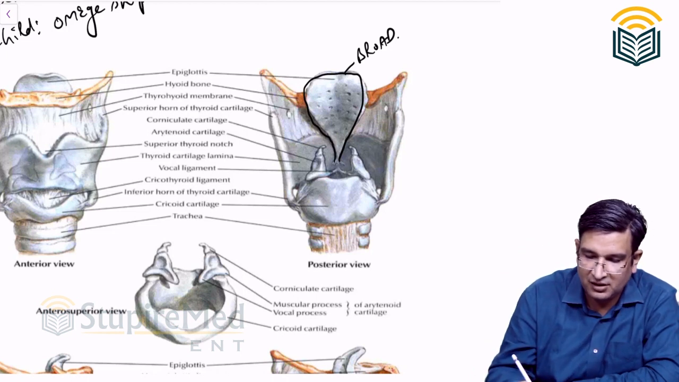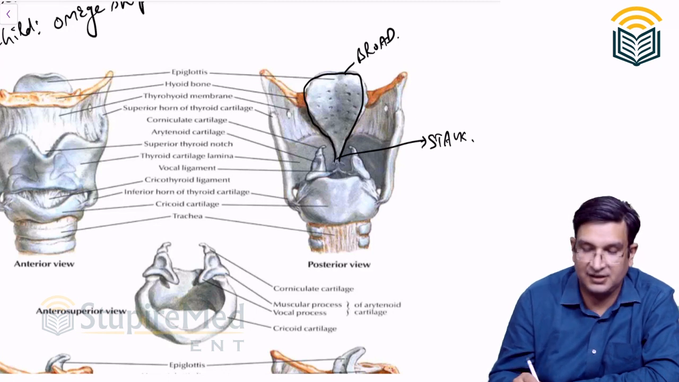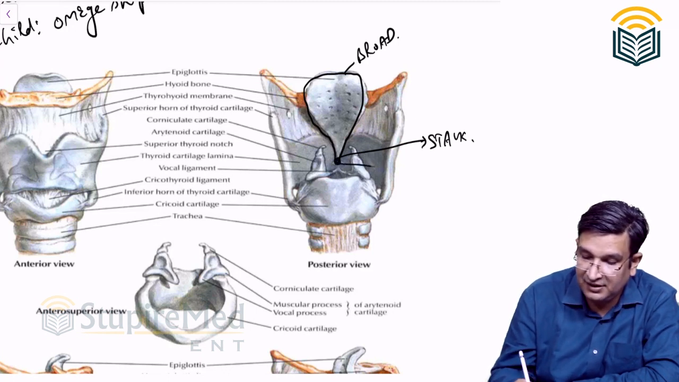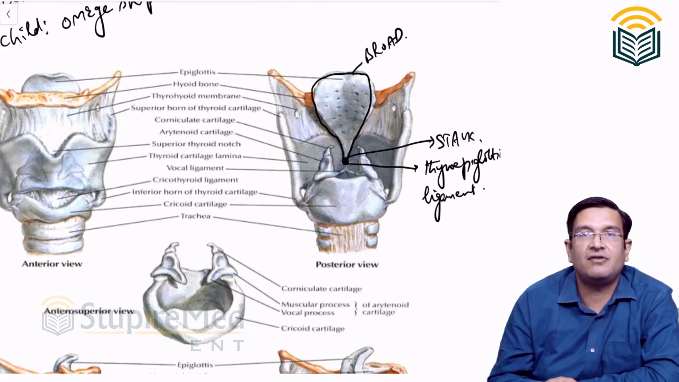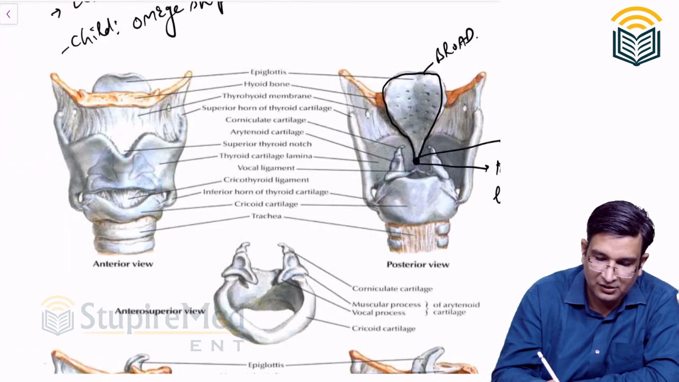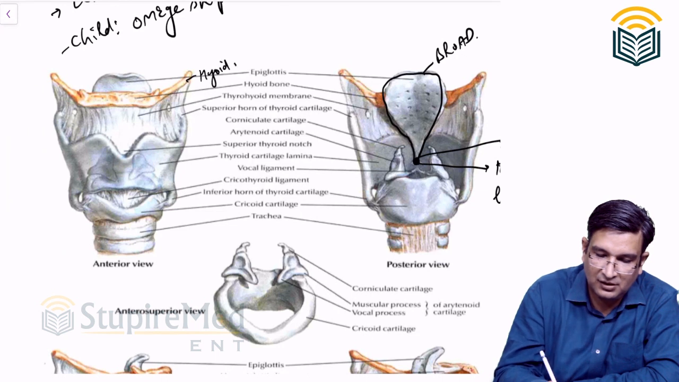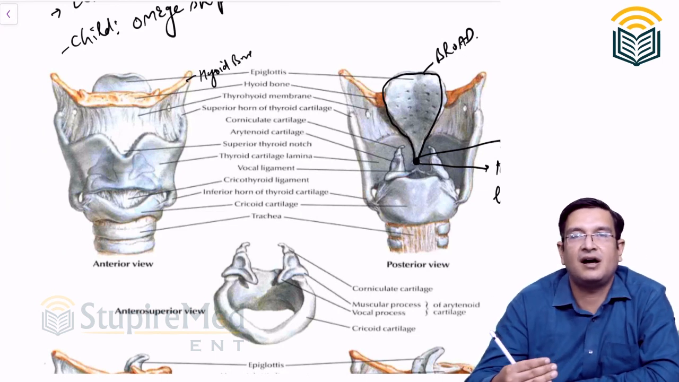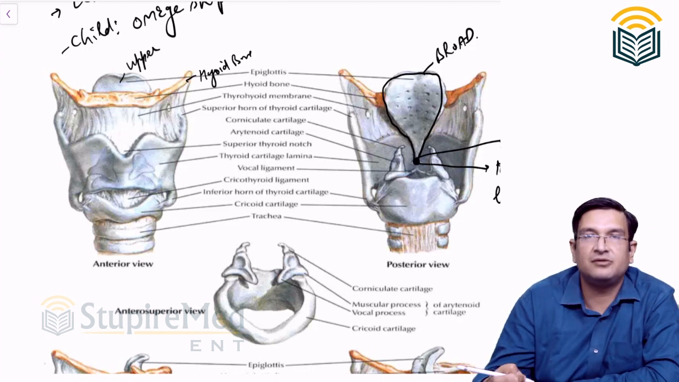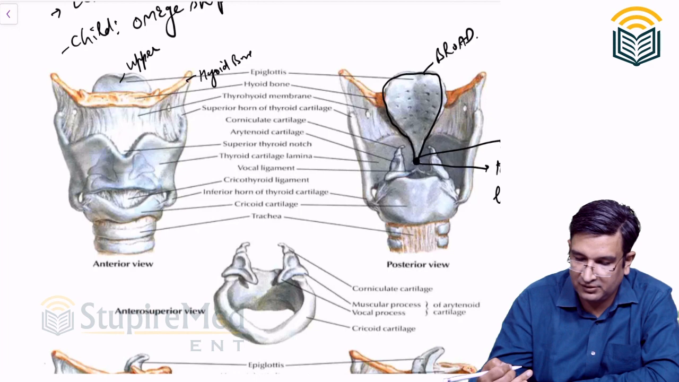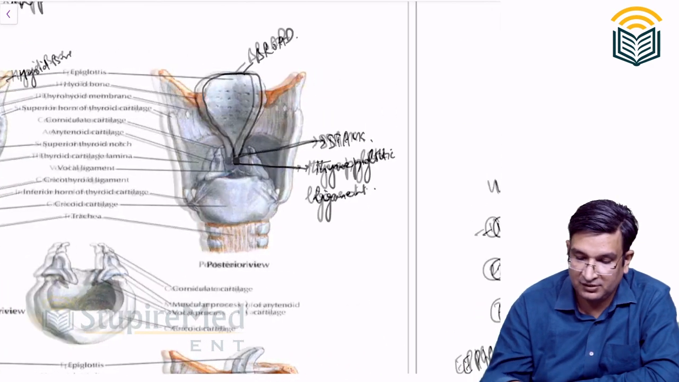The lower part is like a stalk, and this stalk of the epiglottis is attached to the thyroid cartilage by this ligament, which is called the thyroepiglottic ligament. One part of the epiglottis is above the hyoid bone, this is the hyoid bone, and one part is lower than the hyoid bone. So this is the upper epiglottis, and the one below the hyoid bone is the lower epiglottis. So first cartilage is epiglottis.